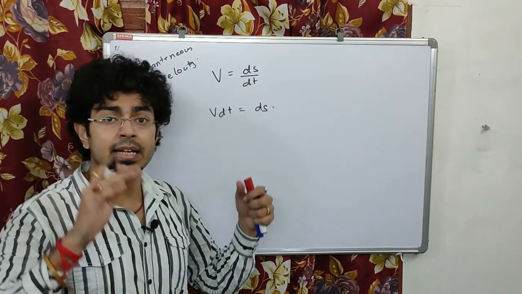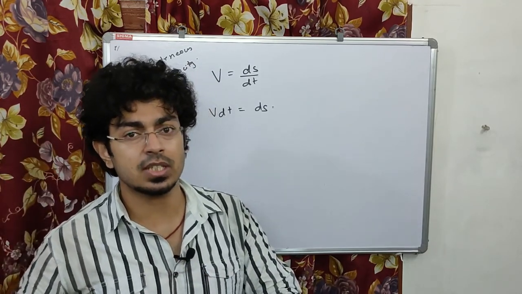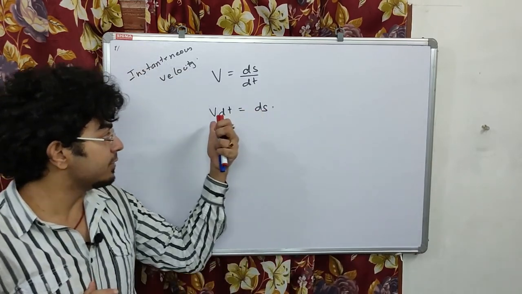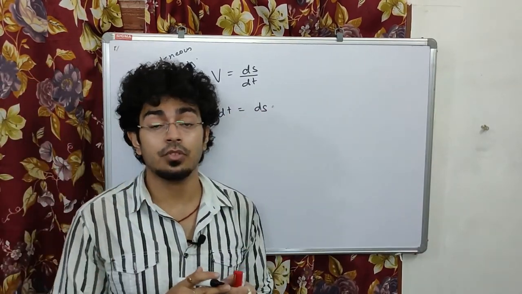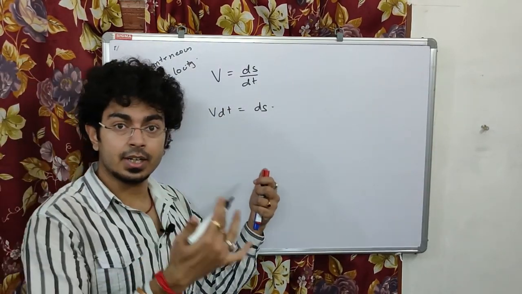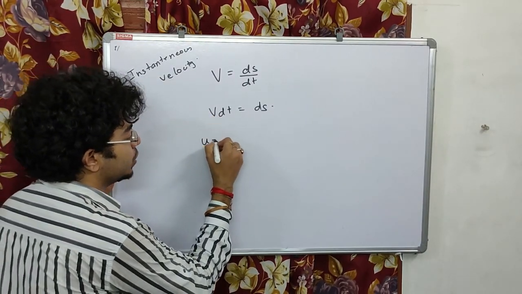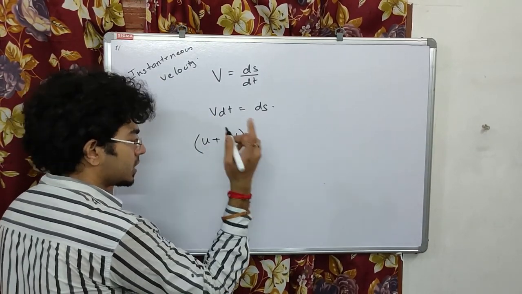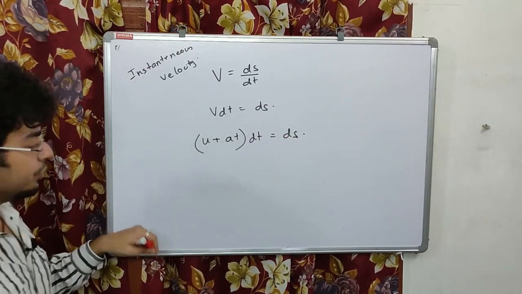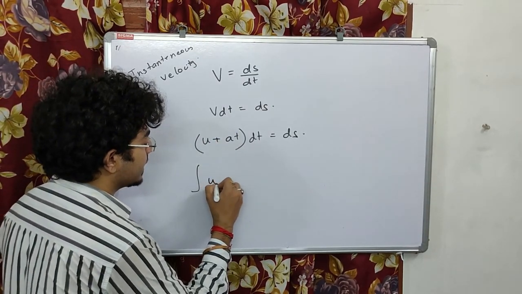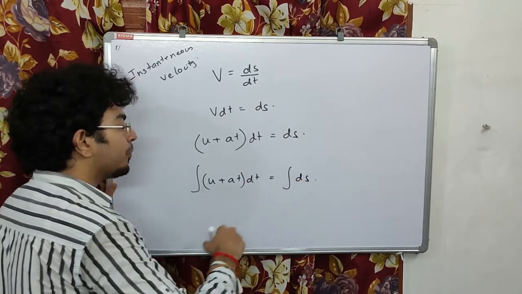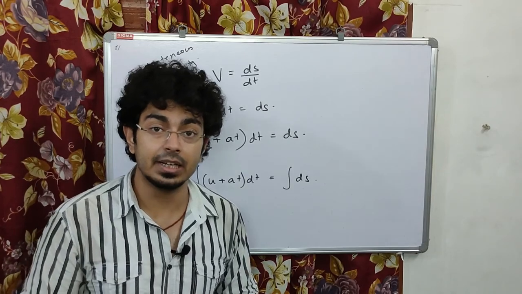So velocity at any instant must have started from an initial velocity and then accelerated to form another velocity. So this velocity at this instant has to start from an initial velocity u, which after acceleration has formed this within a certain time interval. So we can say v is u plus at, as we have just found out. This is ds. So now if we integrate, we can say the integral of u plus at dt is equal to ds. Now from where to where we need to integrate, what will be the limit?